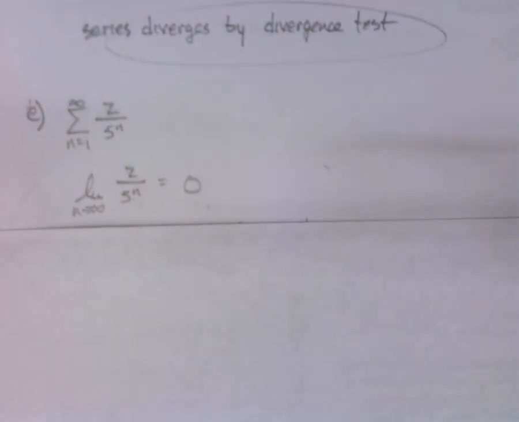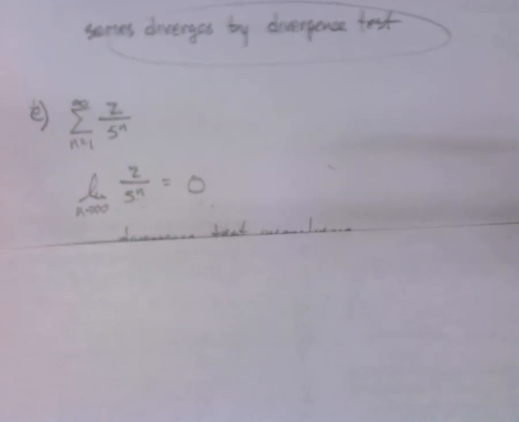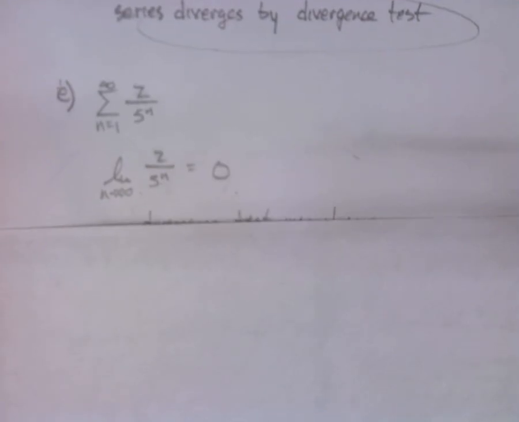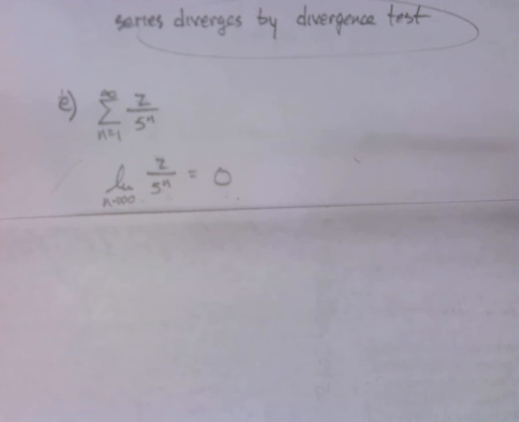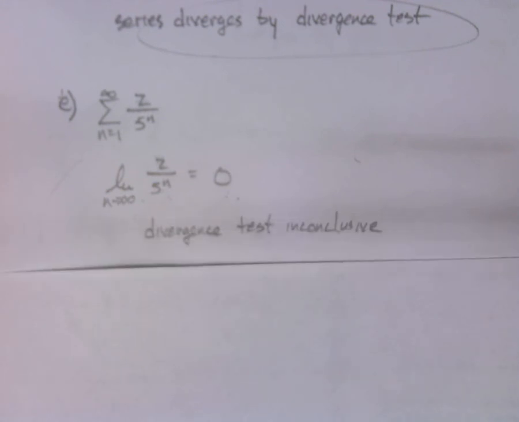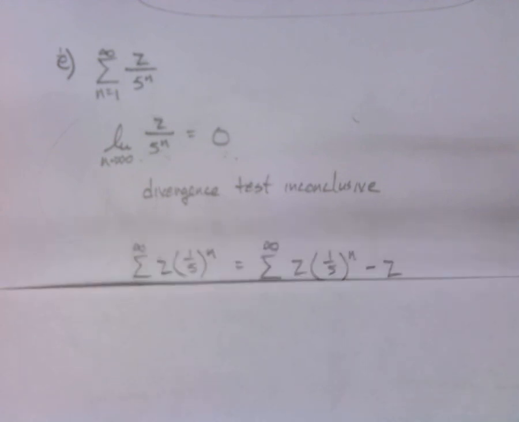Okay, so at this point, I know that the logic is kind of delicate, and maybe some of you are like, no, but it has to converge. We're going to see examples, I don't think in this section, but in the next one, where things are not what they seem. So let's just say at this point, we have no idea. The divergence test is inconclusive, it doesn't give us an answer yet.